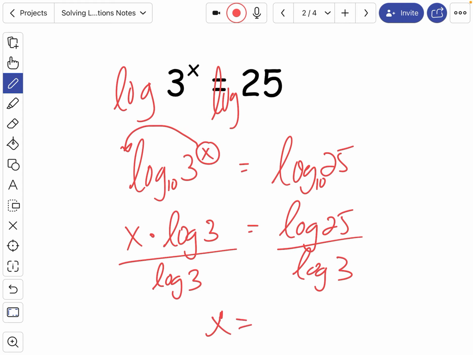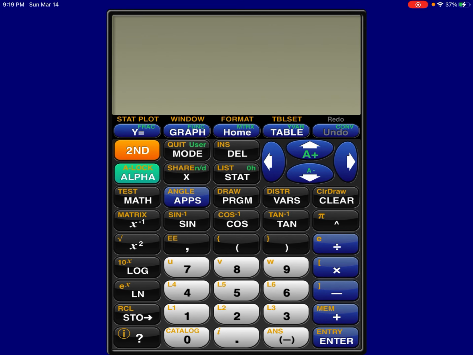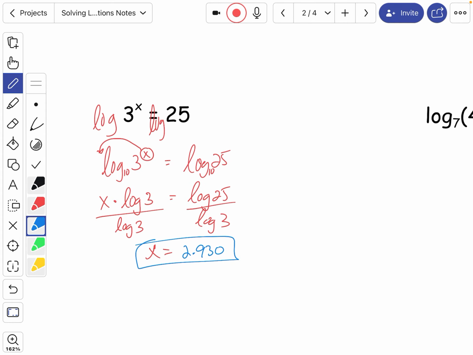and we get x equals whatever log of 25 divided by log of 3 is. Now, it is tempting to want to say, well, can't we just cancel out the logs? No, you cannot do that. You have to figure out what the log of 25 is and the log of 3, and then divide them. So I'm going to pull up my calculator here. Do log 25, close parentheses, divided by log 3, close those parentheses. So this is 2.9299. If I rounded, it'd be 2.930. All right. Okay, first one in the books.